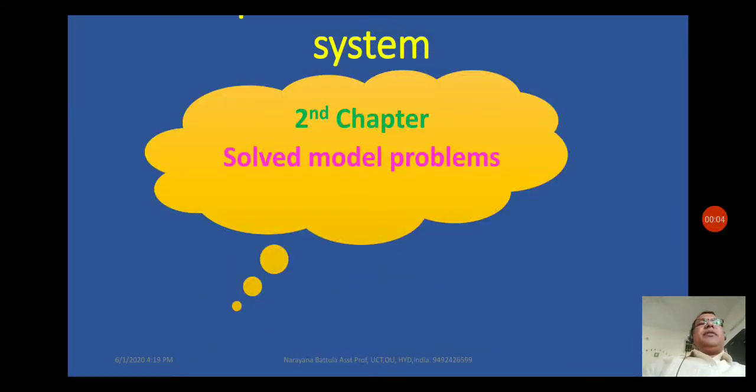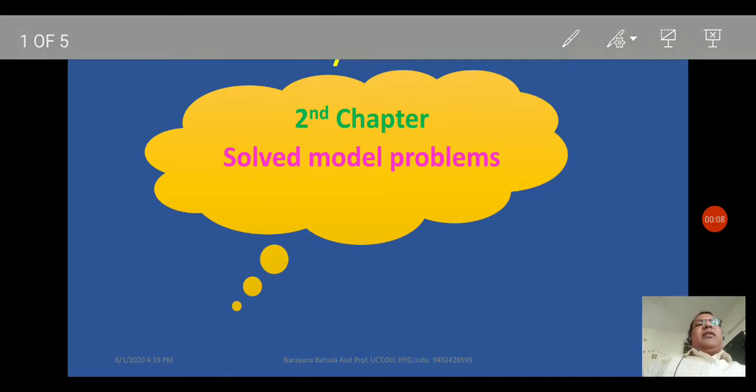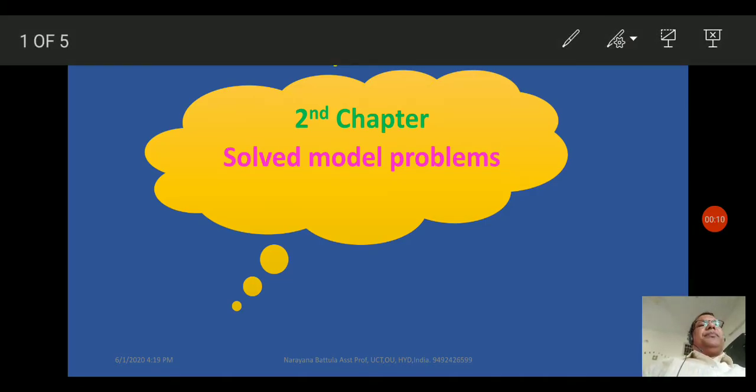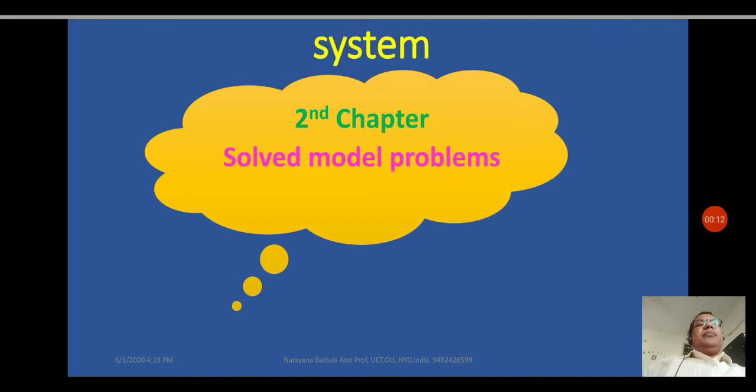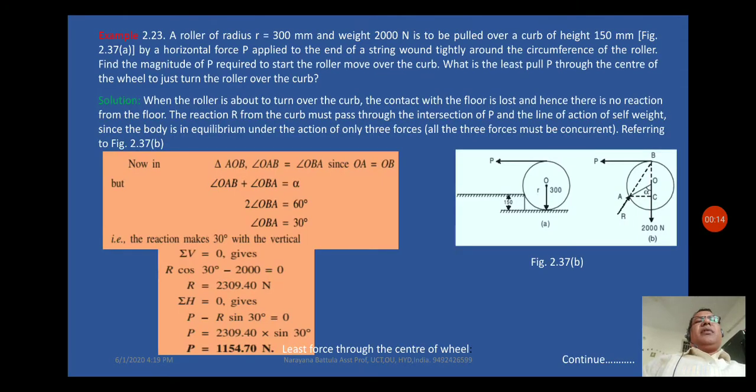Second chapter, solved model problems. Yeah, this is the problem.